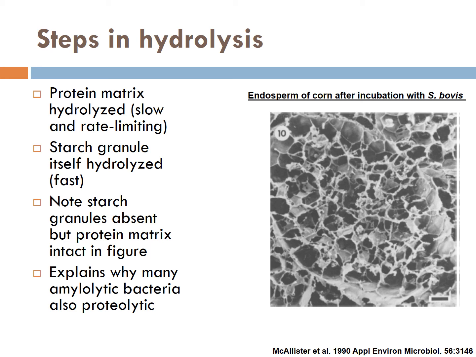The figure at the right shows the endosperm of corn after being incubated with Strep bovis. You can see that the starch granules are completely absent, but the protein matrix is intact. This is consistent with the idea that the protein matrix is slowly hydrolyzed, and only once it's hydrolyzed can the starch granules be quickly hydrolyzed themselves. What you see here should explain why many amylolytic bacteria are also proteolytic.